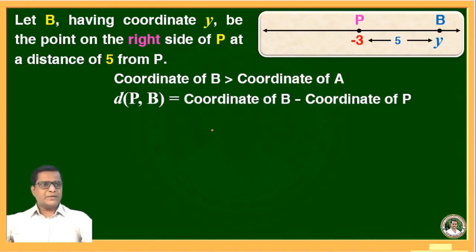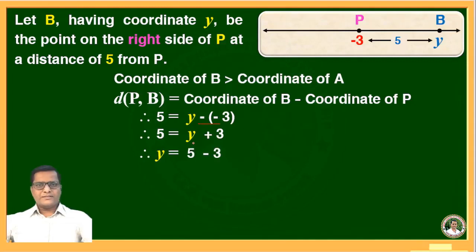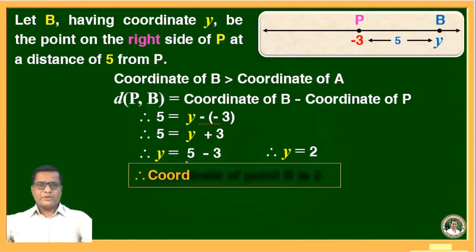Put the values of given. Therefore, 5 is equal to y minus 3. Now here minus minus become a plus. Therefore, 5 is equal to y plus 3. Therefore, y is equal to 5 minus 3. 5 minus 3 is 2. Therefore, value of y is 2. Therefore, the coordinates of point B is 2.